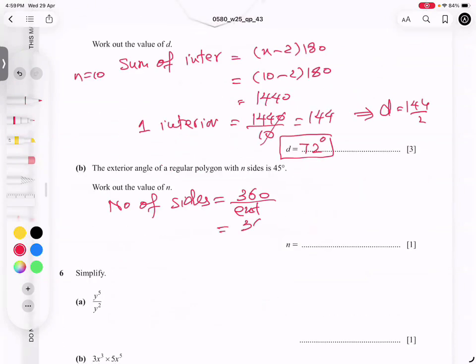So 360 divided by 45, and make sure he has given the exterior angle of this diagram. So 360 divided by 45 will give us 8. So there are 8 sides in this diagram. Not 8, not a decagon. Okay, I think the idea is very clear.